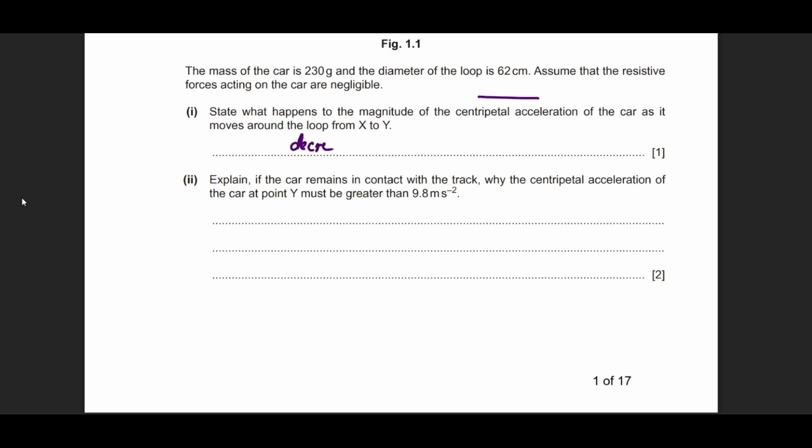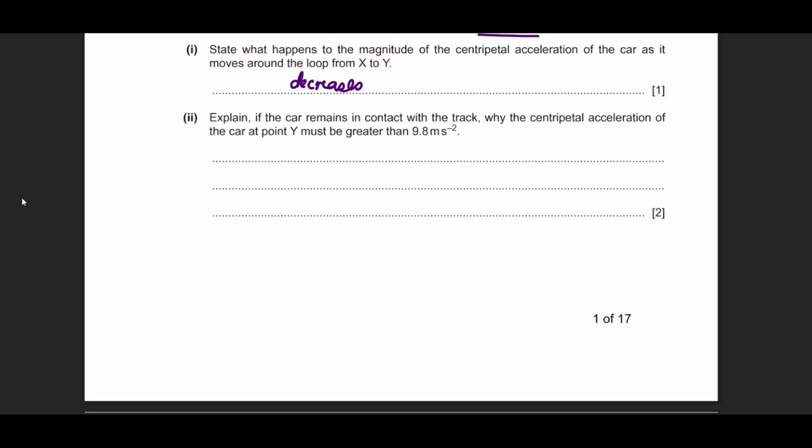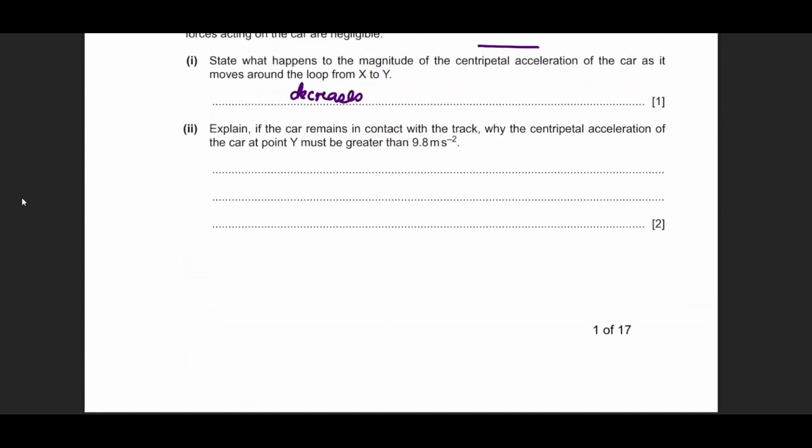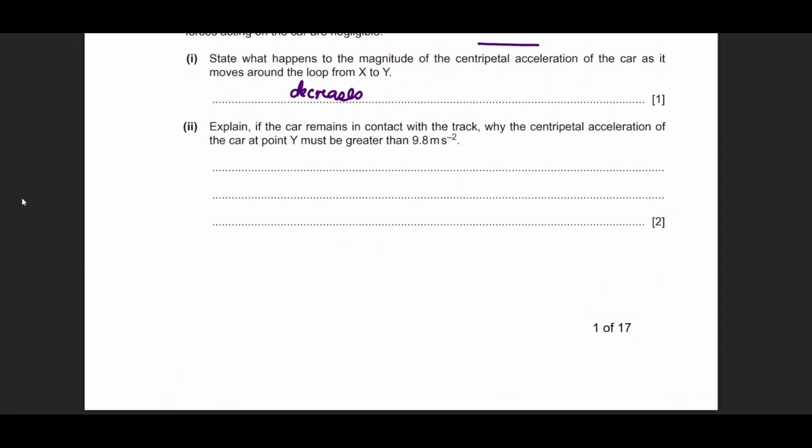So it decreases. And why this is happening, we will get to that later. So then he's asked to explain why, if the car remains in contact with the track, the centripetal acceleration of the car at point Y must be greater than 9.81 at least. So the reason is that the centripetal force is actually the resultant of the normal reaction and the weight at any time or at any point in time.